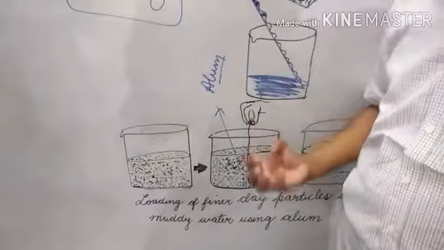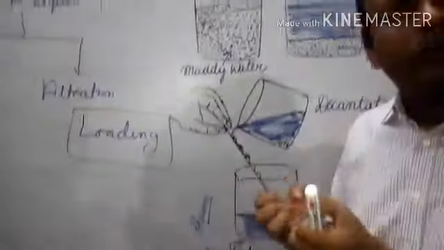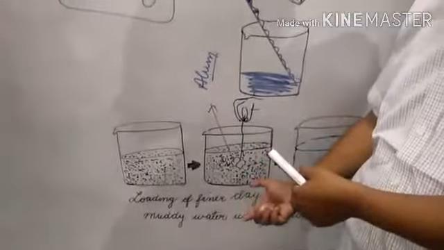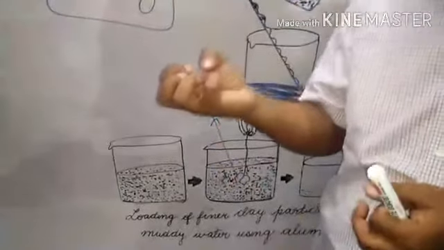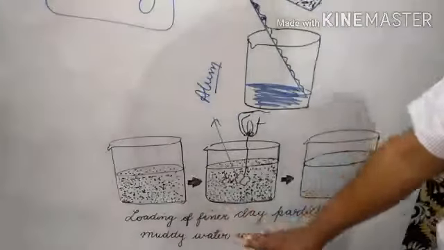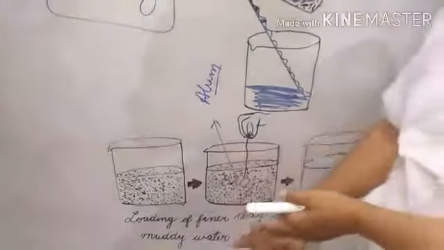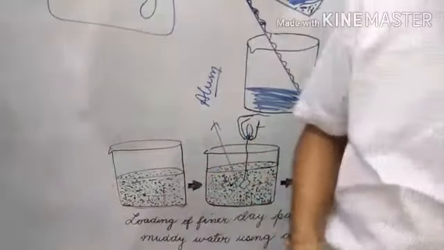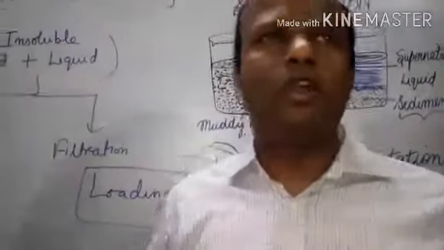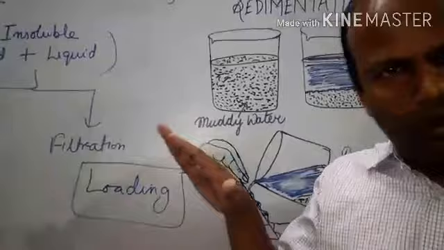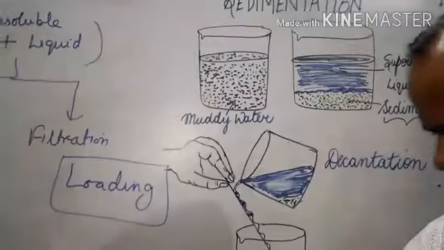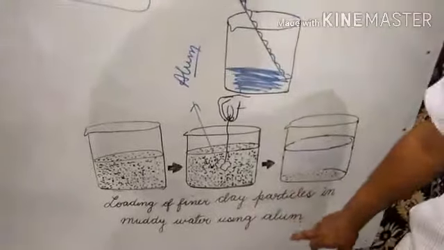The loading facilitates mixing with them. Mixing with whom? With the finer particles of the mud, which are not settling on their own. It will make them a little bit heavier, and they will also settle down under the influence of gravity. So loading is for settling the finer insoluble particles. There we have some external chemical or substance. This way the process of sedimentation consumes less time. That's why I have given loading of finer clay particles in muddy water using alum.